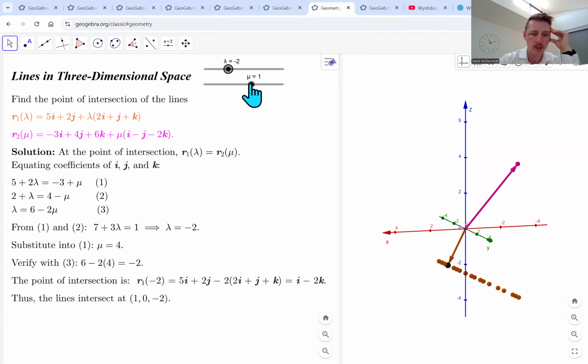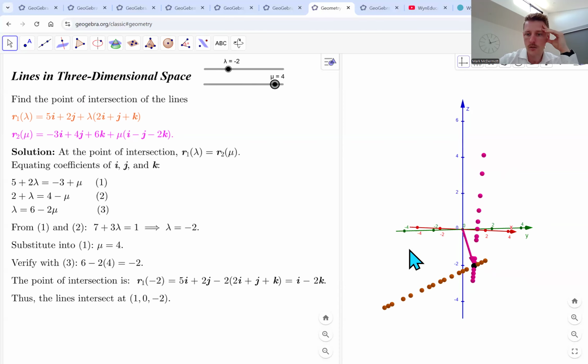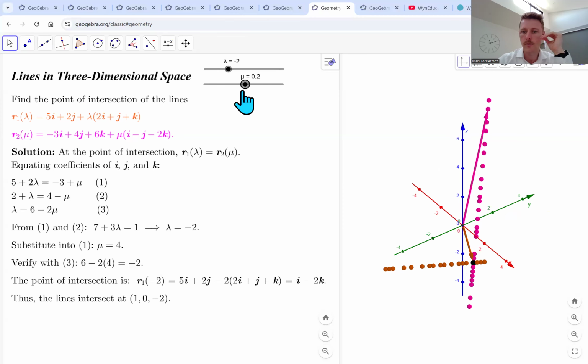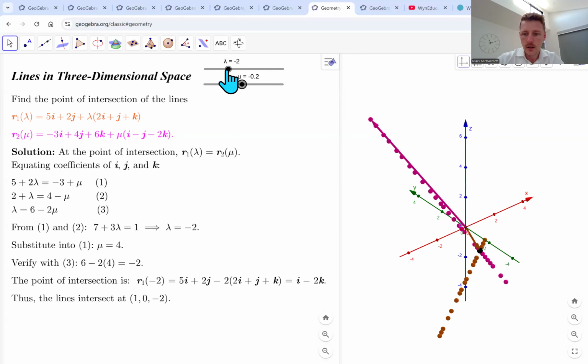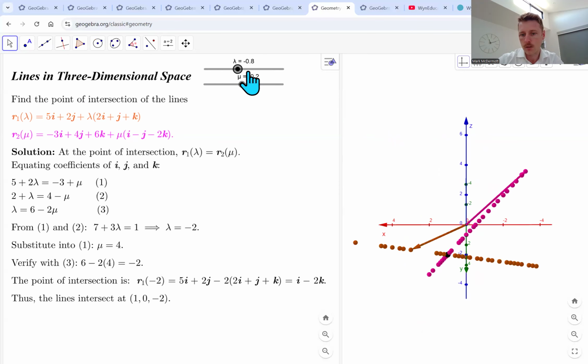If I change the pink vector now as well, mu has to be 4. So you can see that that's the point where they intersect. Let me get there. And so there's our lines. That black point is the point 1, 0, -2. So I think that's pretty nifty. Let's just trace out the lines a bit more so we can see what we're doing. And that's what it's all about. Thrilling stuff.